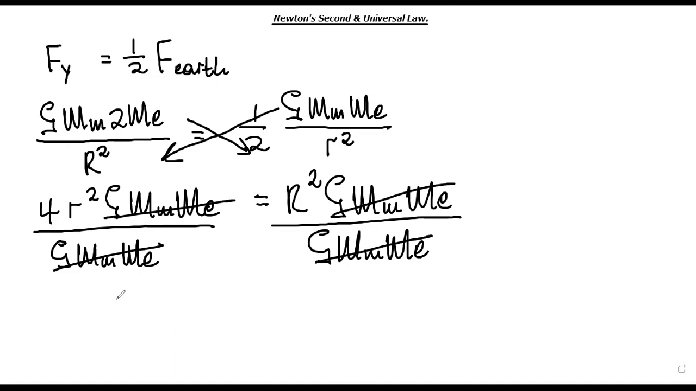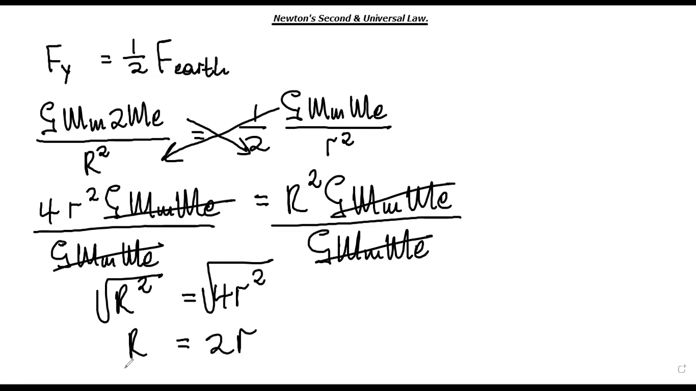After they cancel out, you are left with R squared equal to 4r squared. Do you see that? Our aim is to make uppercase R the subject, so we introduce the square root on both sides. The square root of 4 is 2, and the square root of r squared is just r, so R equals 2r, and then you should be fine.